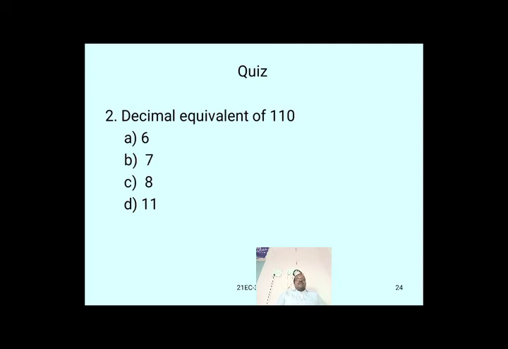Please clearly see the question. We have to convert binary to decimal. Binary to decimal conversion means we must use the binary positional weights: 2 power 0, 2 power 1, 2 power 2. 2 power 2 means 4, plus 2 power 1 means 2, plus 2 power 0 into 0 is 0. So 4 plus 2 is 6, which is the correct answer. 6 is the correct answer.